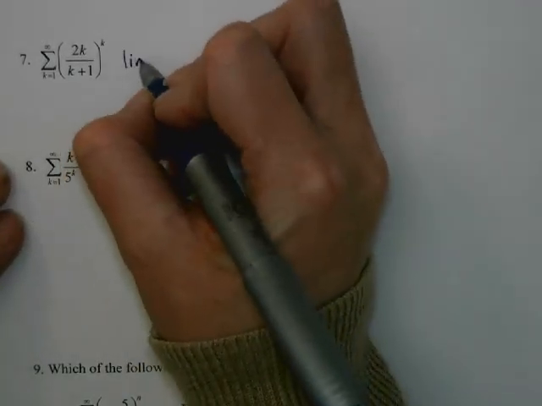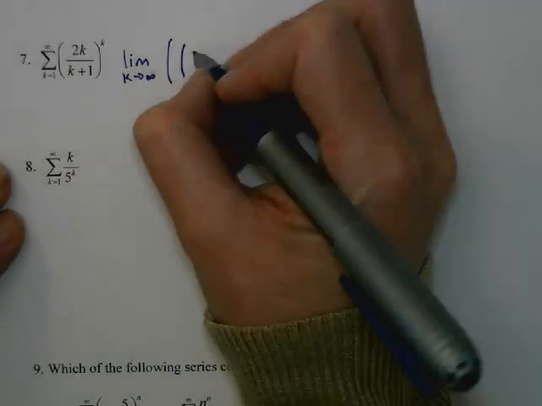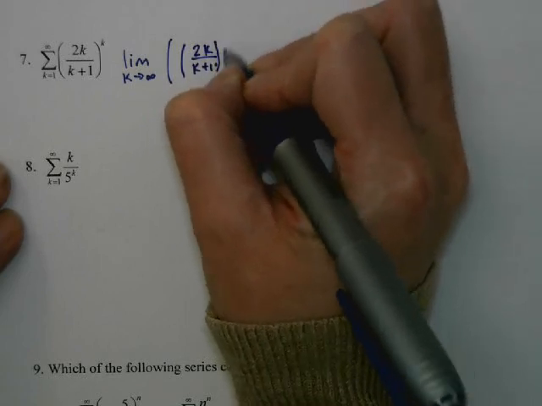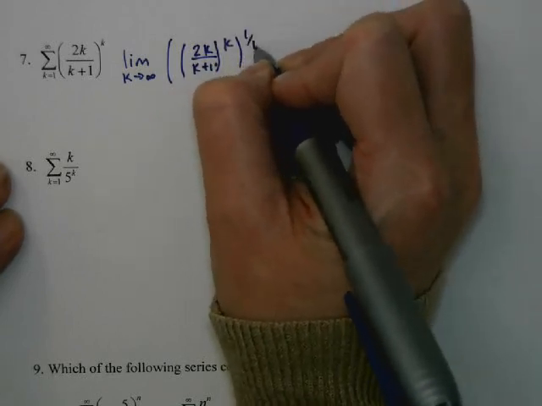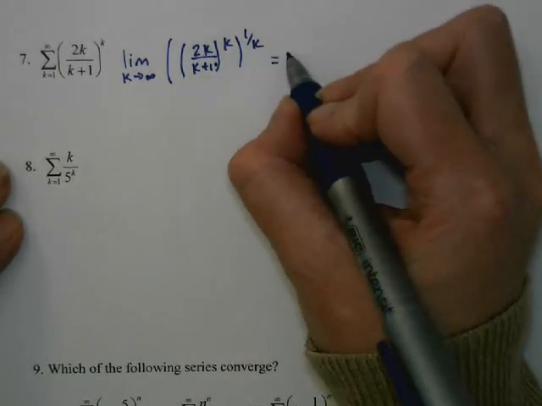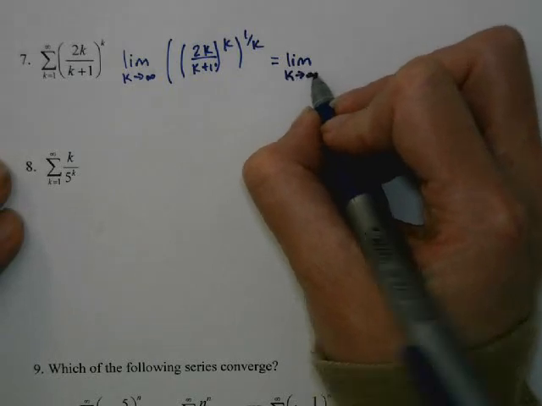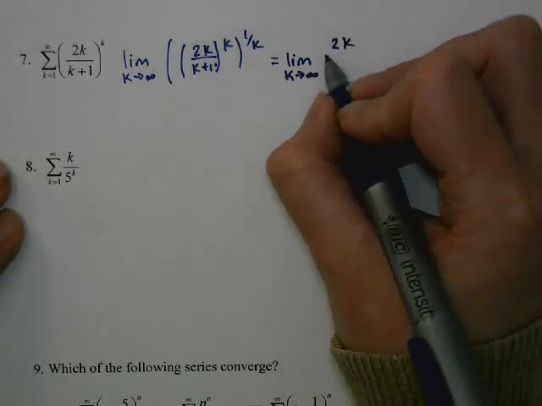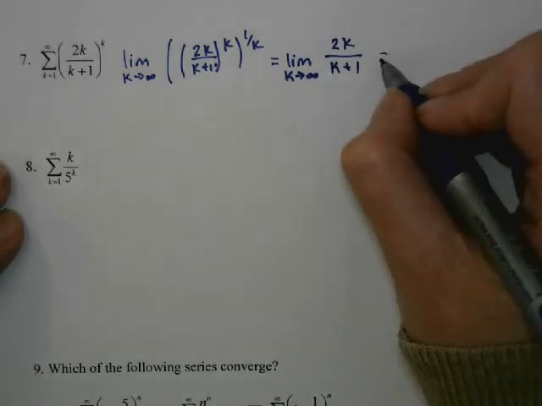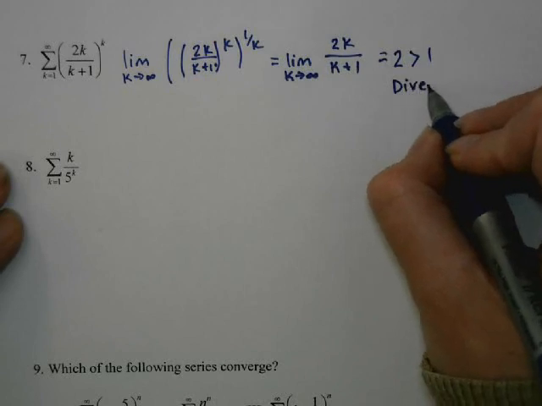This one's pretty simple. We're just going to take (2k over k plus 1) to the k, to the 1/k, so the exponents go away. Which is 2, which is bigger than 1, so this one is divergent.